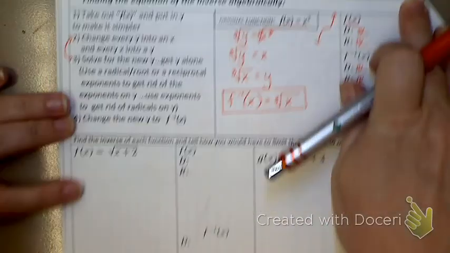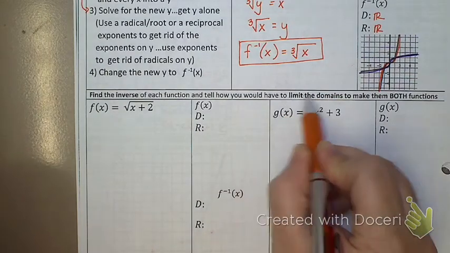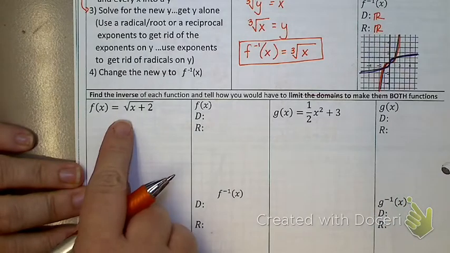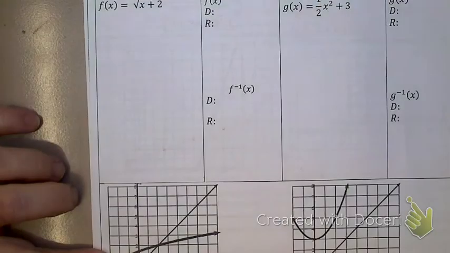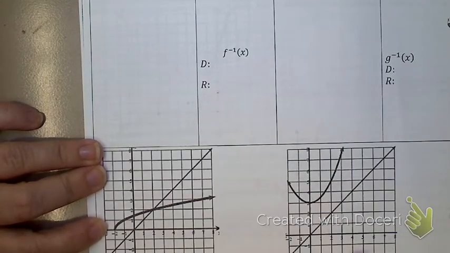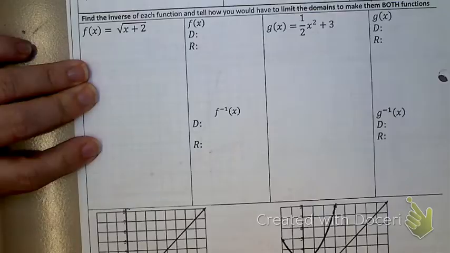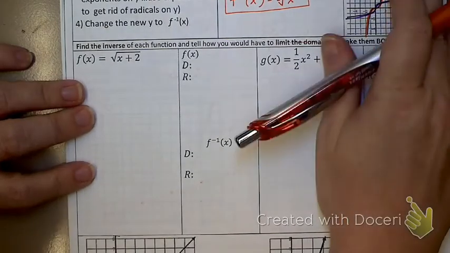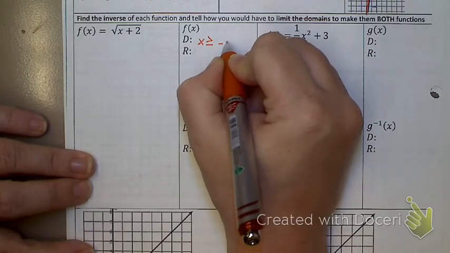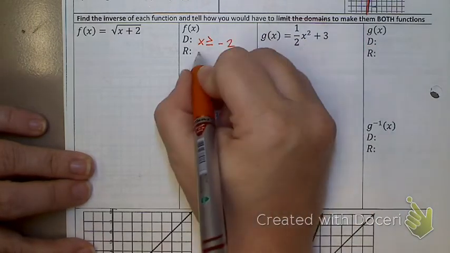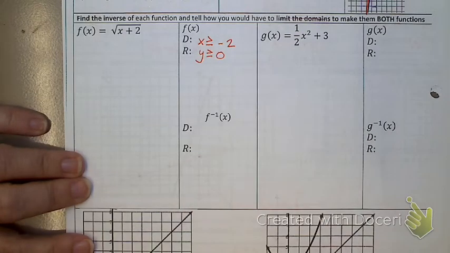Okay? All right, find the inverse of each function, and tell how you would have to limit the domains. I'm not going to really go into limiting the domain. So I have a square root function. The square root function happens to already be graphed on it. Keep in mind, graphing square root functions is on your quiz on Friday. We have a vertex at -2, 0, and we have our graph going that way. The domain of this graph is x is greater than or equal to h, which is -2, and my range is y is greater than or equal to k, which is 0. All right?